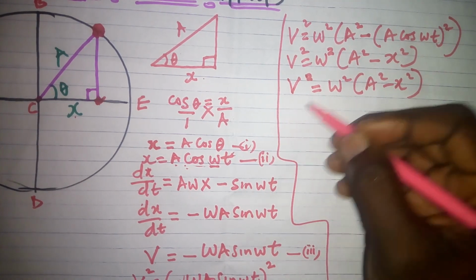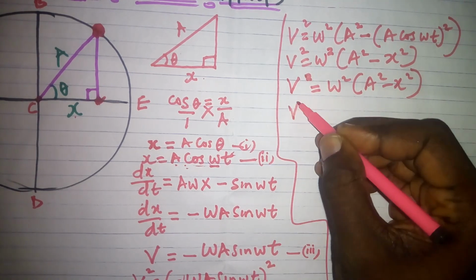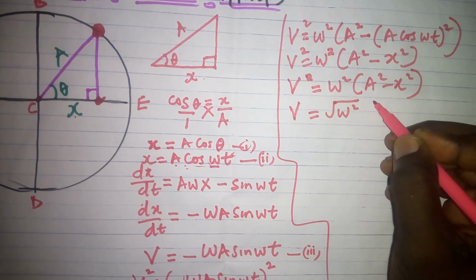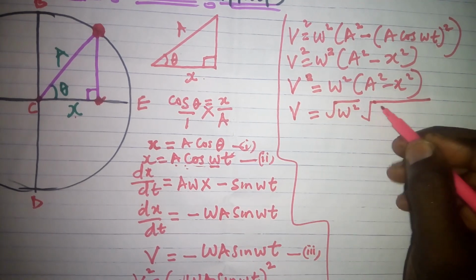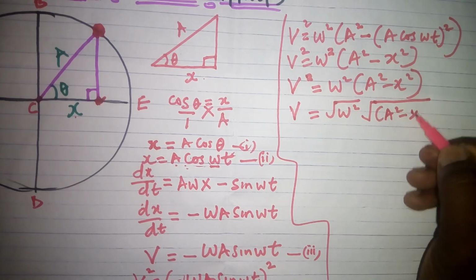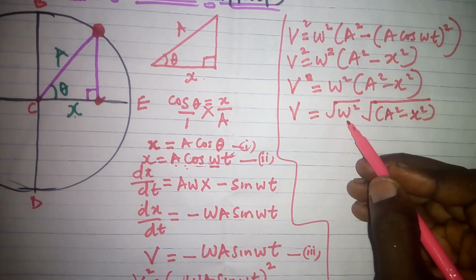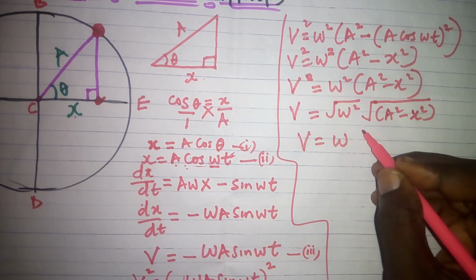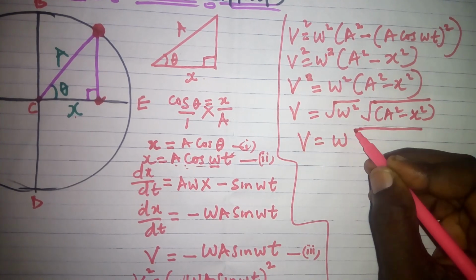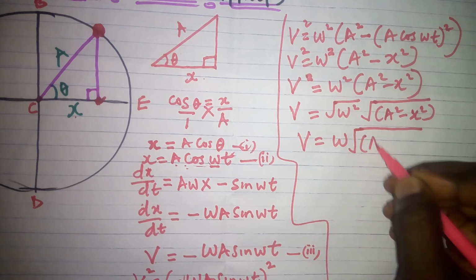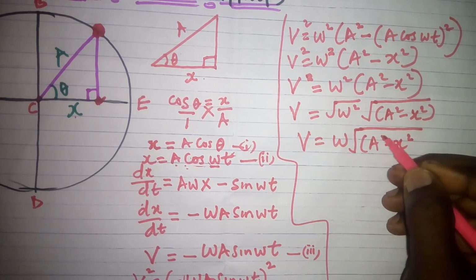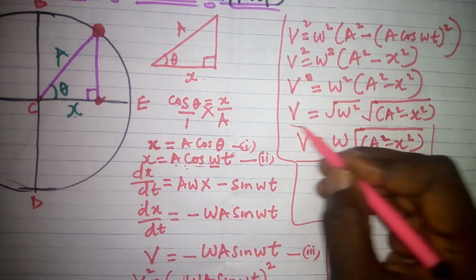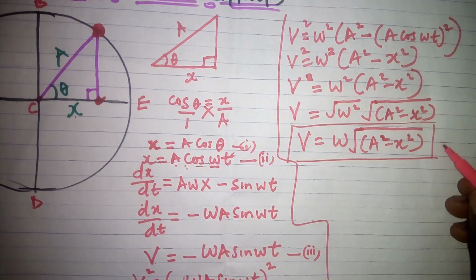So I now have, and the square root will cancel this square here, and I have v being alone equals the square root of omega squared and also the square root of every value here, which is a squared minus x squared. And the square root of omega squared is just omega, so I now have v equals omega into the square root of a squared minus x squared. So this is the formula for finding the velocity in simple harmonic motion.